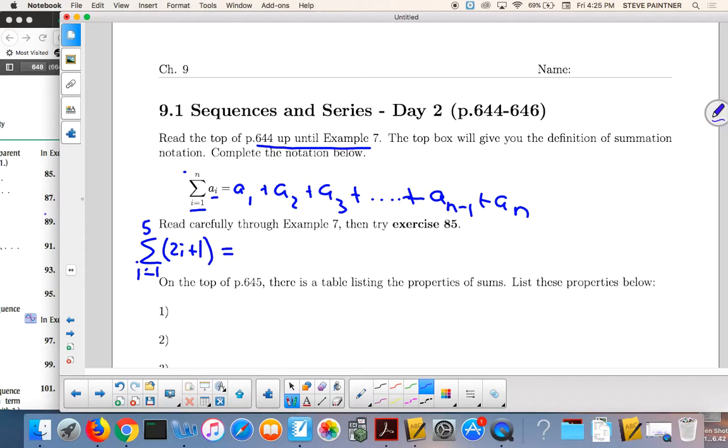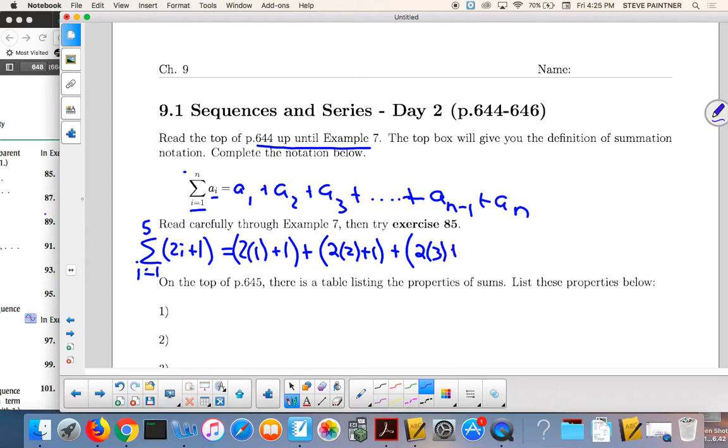Okay, and then it's simply a matter of figuring out what these 5 sequence terms are and adding them together. The first term, if you just plug in 1, is 2 times 1 plus 1. The second term is 2 times 2 plus 1. So maybe I'll separate these with parentheses so you can see the clear distinction. The third term is 2 times 3 plus 1.